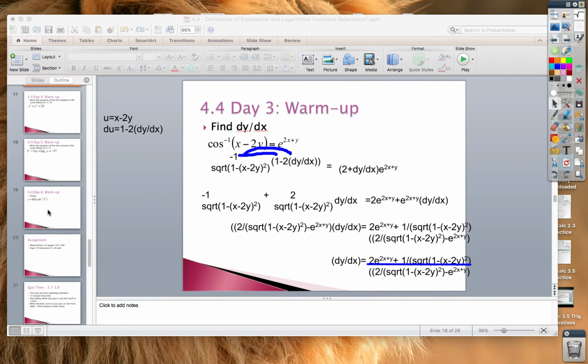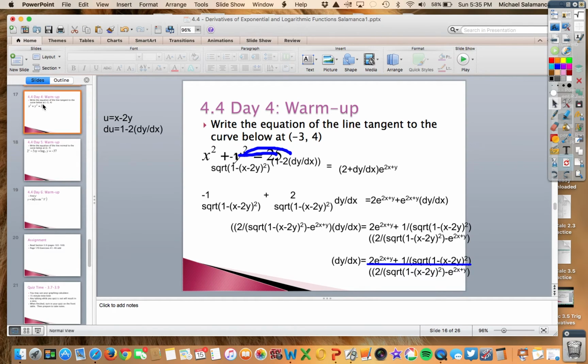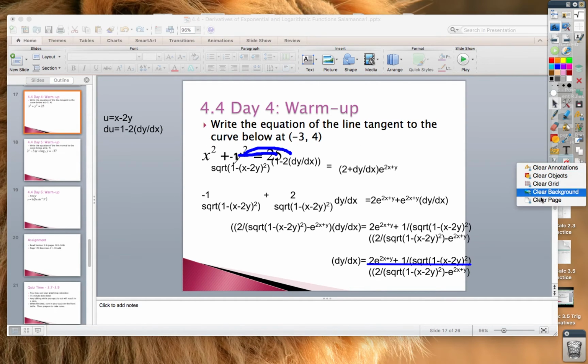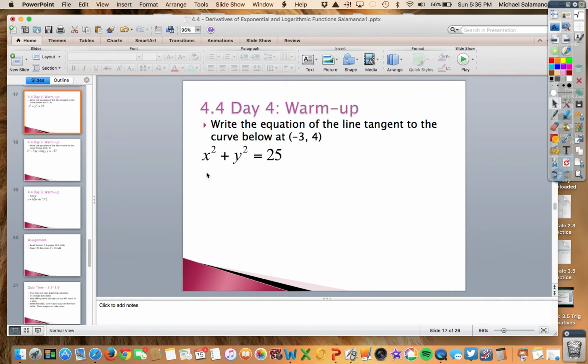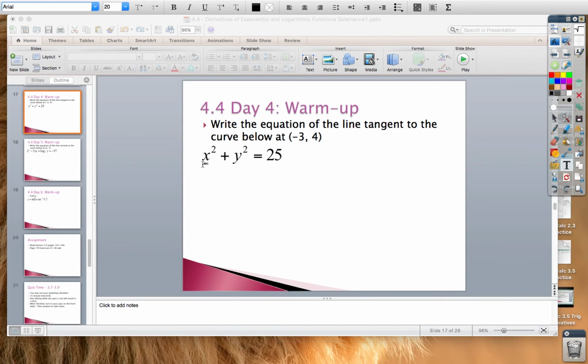So that's how we take these derivatives. We'll do a couple more quick problems. This time they want us to write the equation of a line tangent to the curve below at (-3, 4). So this should be a pretty basic problem, just a quick review before I give you the really spicy one.